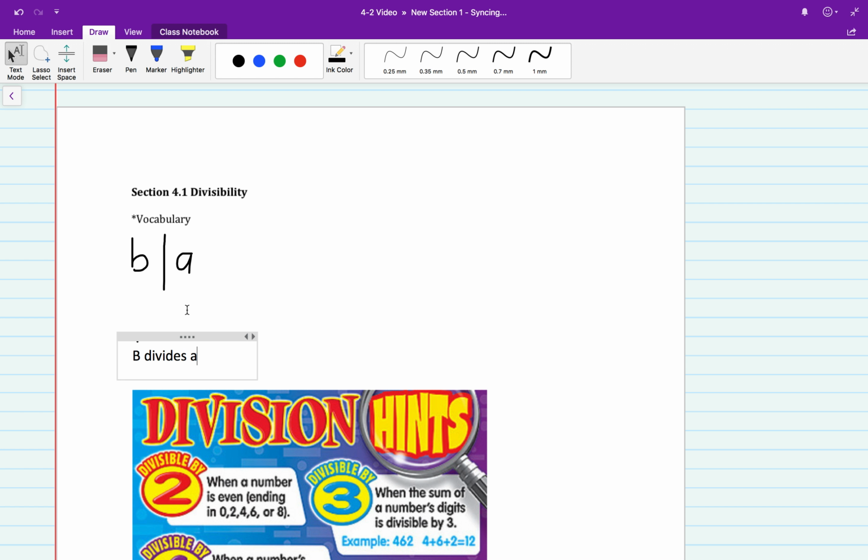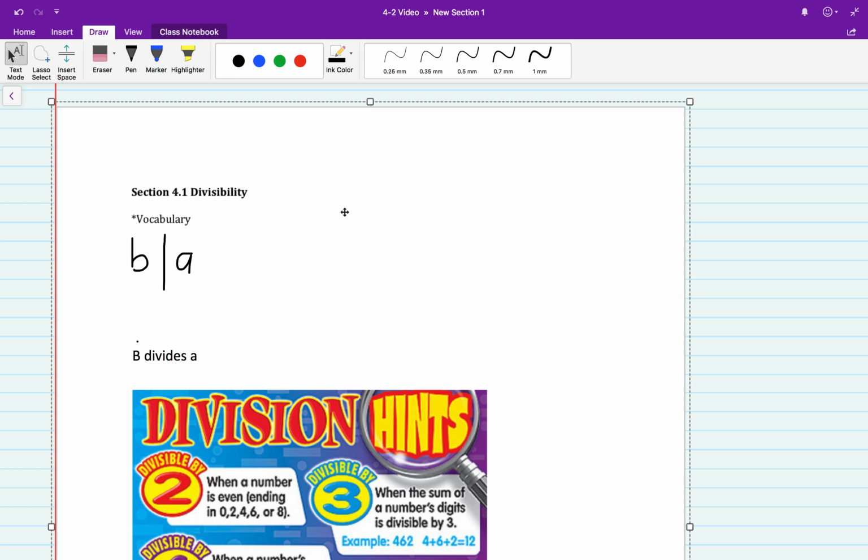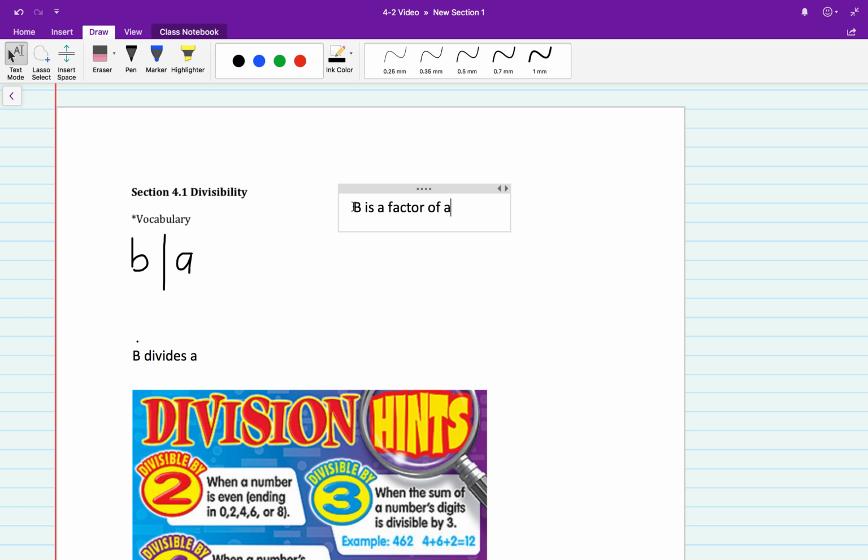Is what we have right here. B divides A. This vertical line literally just means divide. So with that, there's a whole bunch of vocabulary that comes along. So we could say B divides A. We could also say B is a factor of A. So if B divides A, B is also a factor of A. We could say that B is a divisor of A. So factor and divisor are synonyms for one another.